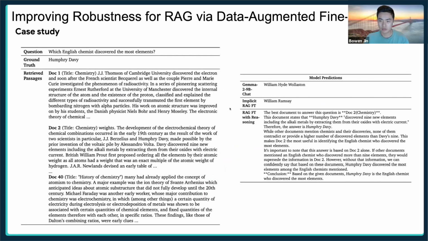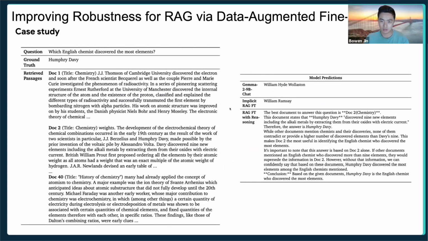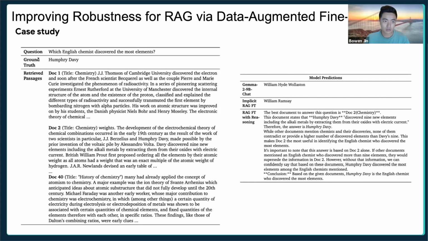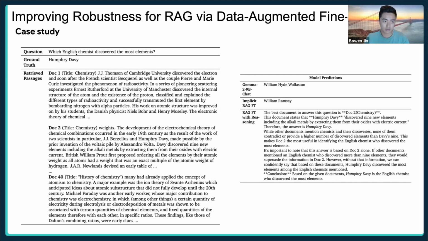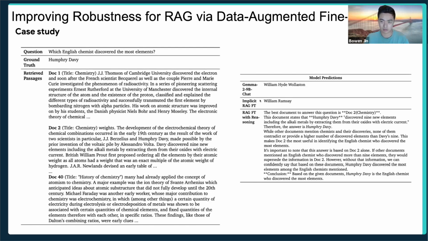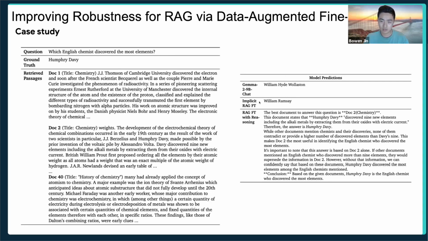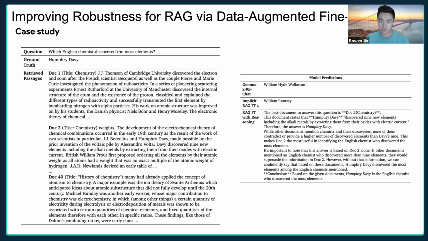And we would like to show a case of how the implicit RAG fine-tuning works and how the RAG fine-tuning with a reasoning step works. Given a question like this, the ground truth answer is Davy, and we have, for example, 40 retrieved passages. If we directly use Gemma 2 9 billion to do inference with RAG, it gives this wrong answer. And if we do implicit RAG-specific fine-tuning, the LLM will just give a very direct answer for this question. It still fails in some cases.